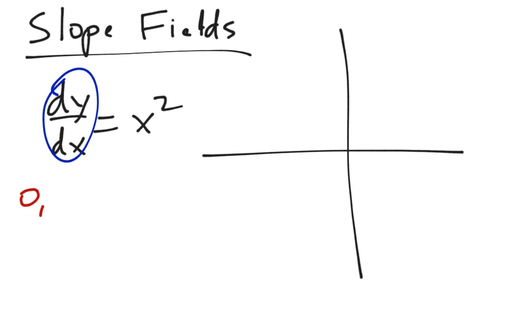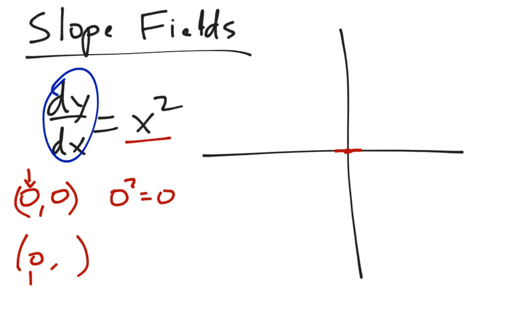For example, at (0, 0), to find the slope, we plug these points into the formula. The x value is 0, so I get 0 squared, which is 0. So at (0, 0) the slope is 0, and the way I denote that is by using a little line that has that slope. Notice that any point on this graph with an x-coordinate of 0 will give you a slope of 0. So anywhere along the y-axis, we have a slope of 0, just like that. Very nice.